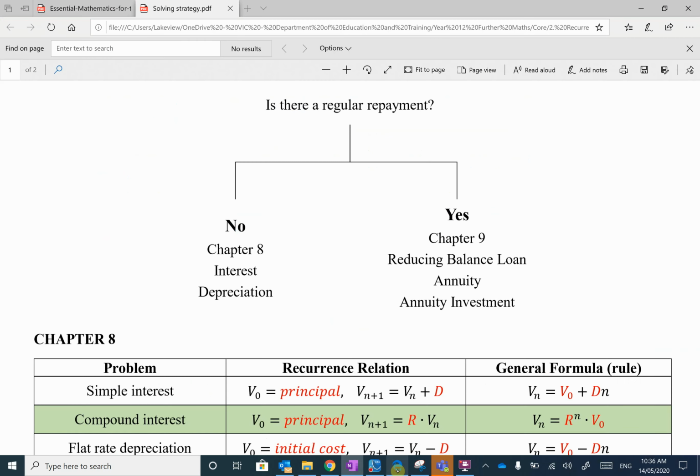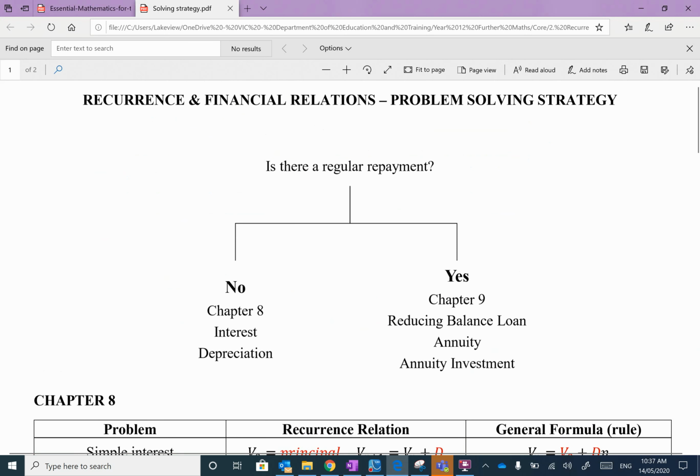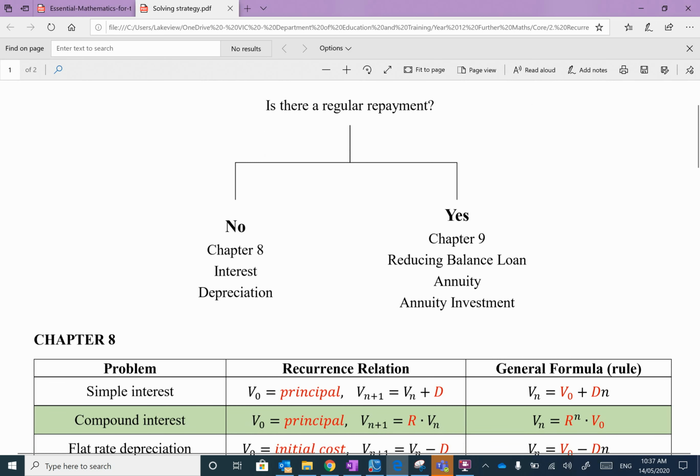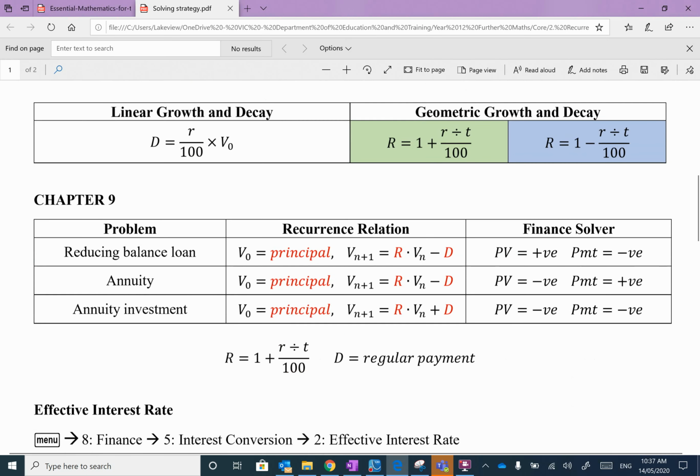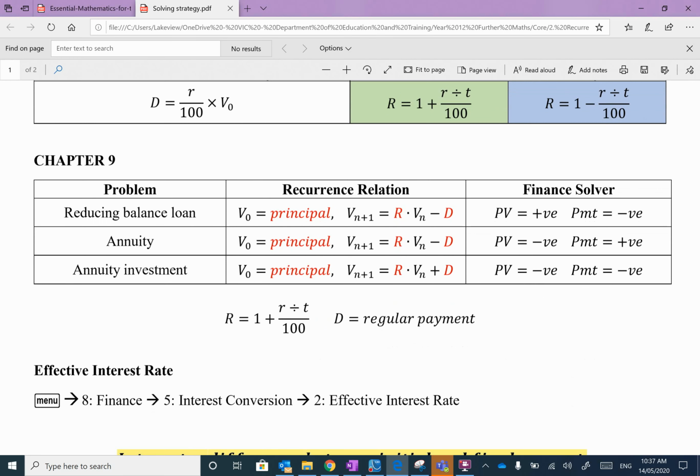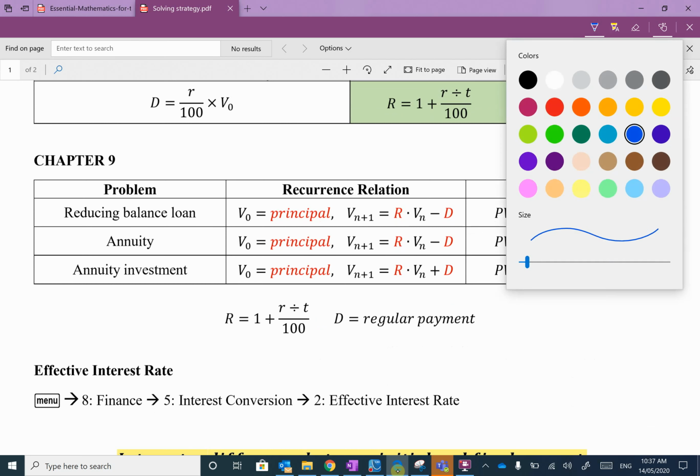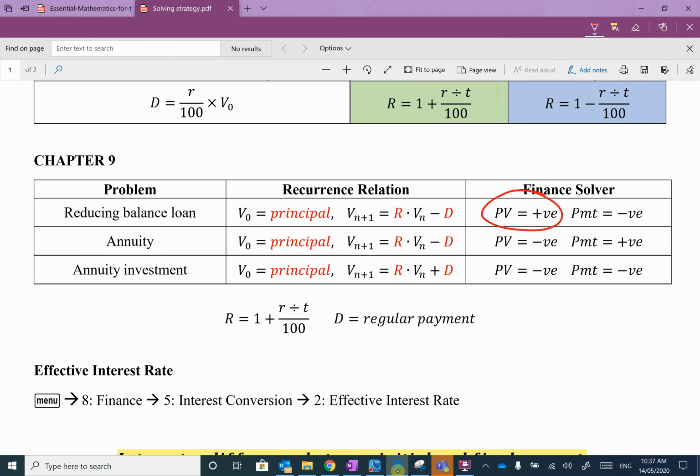Now, this is where this particular sheet's going to come back in handy. When you get a question, the first thing you're going to ask yourself is, is there a regular repayment? And if there is, that tells us that we have a reducing balance loan, an annuity, or an annuity investment. So how do you then tell the difference between those three things? If we go down here, you'll notice that for a reducing balance loan, we actually have a positive present value and a negative payment.